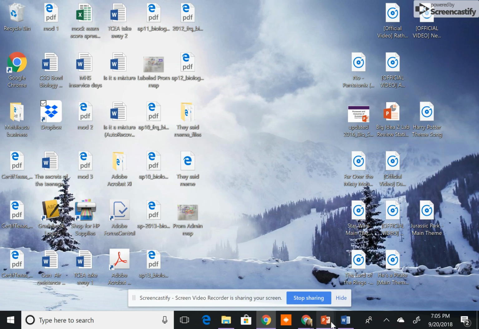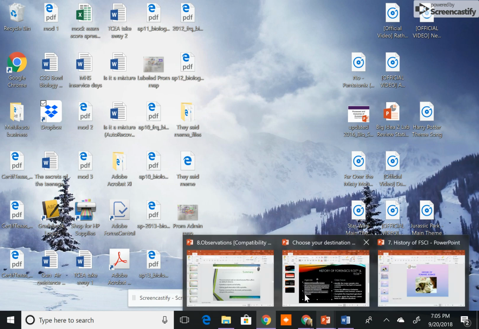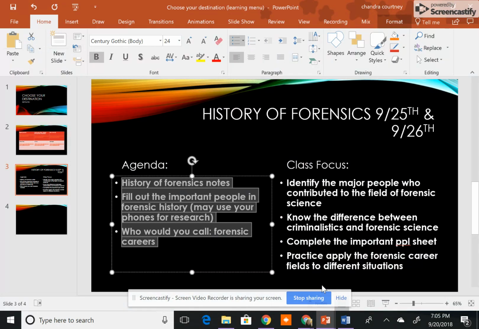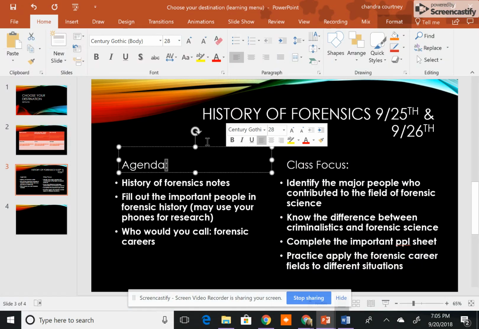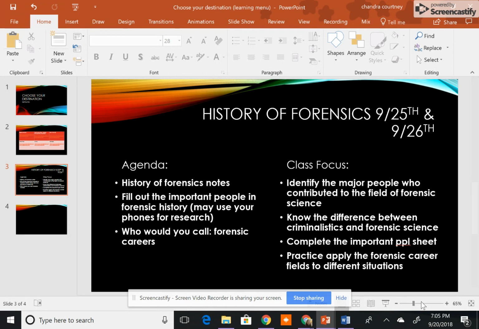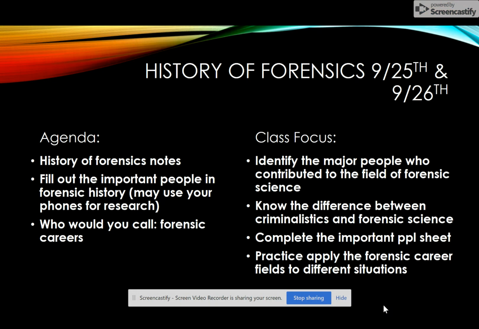Hey guys, so at this point you should be done with your bell ringer and you should have already picked up everything that you need for class. So let's go ahead and look at our agenda and the focus of today's lesson, and then we'll jump in and go from there.